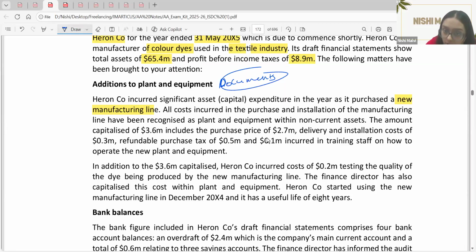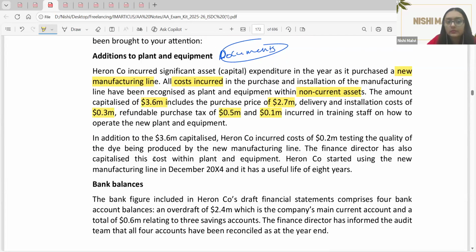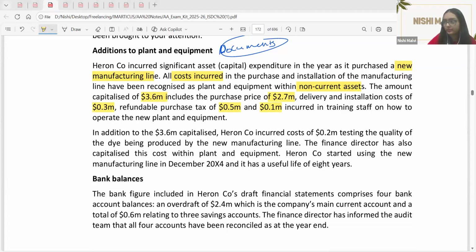All costs incurred in purchase and installation of the manufacturing line have been recognized as PPE, with non-current assets. The amount capitalized is 3.6 million, including a purchase price of 2.57, delivery and installation of 0.23, refundable purchase tax of 0.5 million, and 0.1 incurred on training staff on how to operate. What do you think? What's the problem?